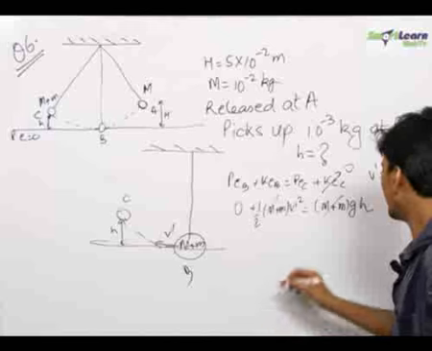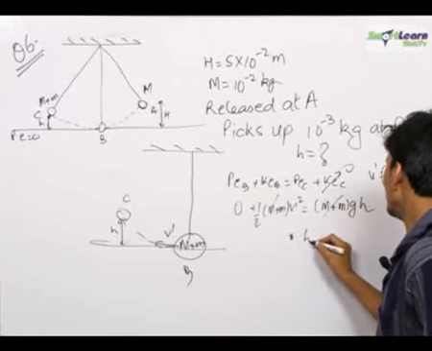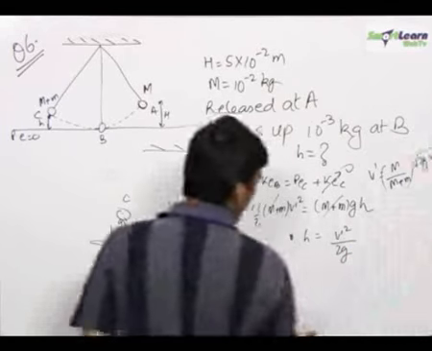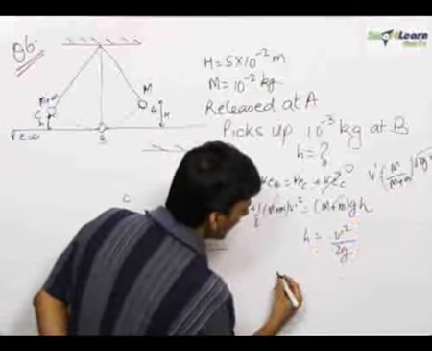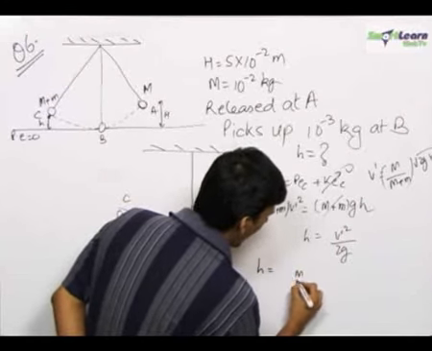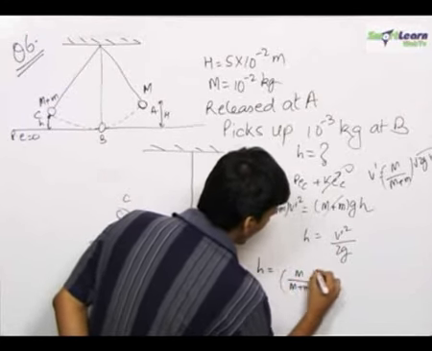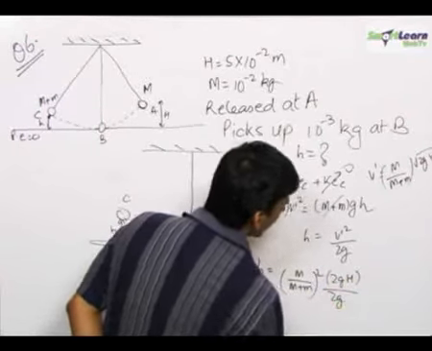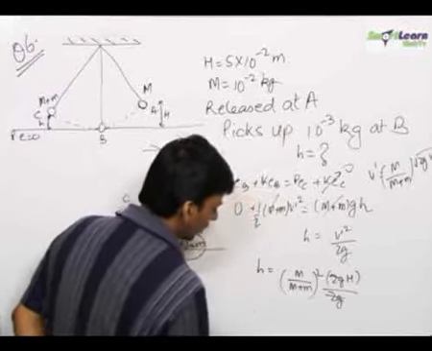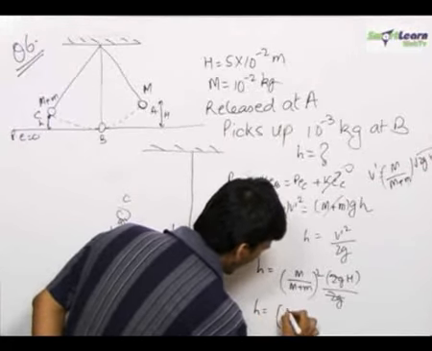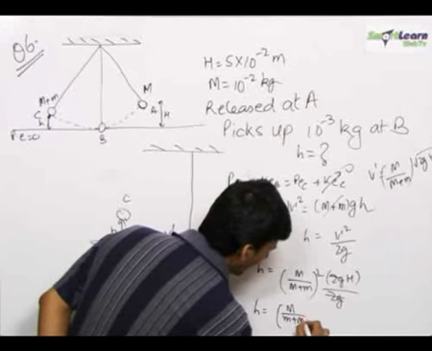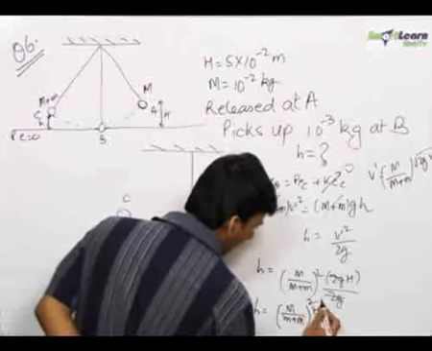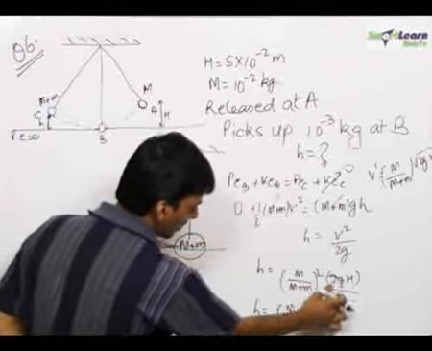This m plus m gets cancelled. We get H is equal to v dash squared upon 2g. By substituting the value of v dash from here, we get H is equal to m upon m plus m, whole squared, into 2gh upon 2g. This 2g gets cancelled to give us the result H is equal to m upon m plus m, whole squared, into h.